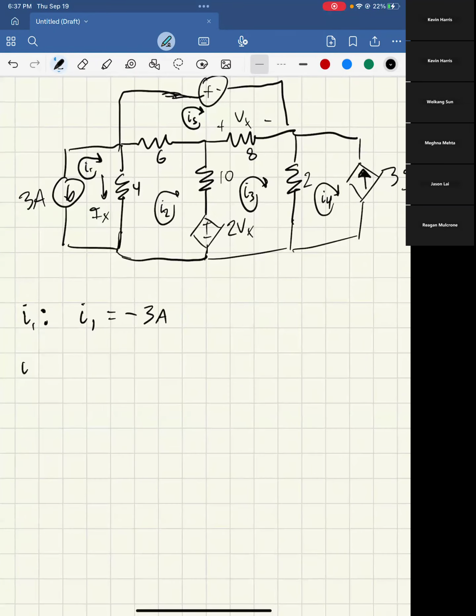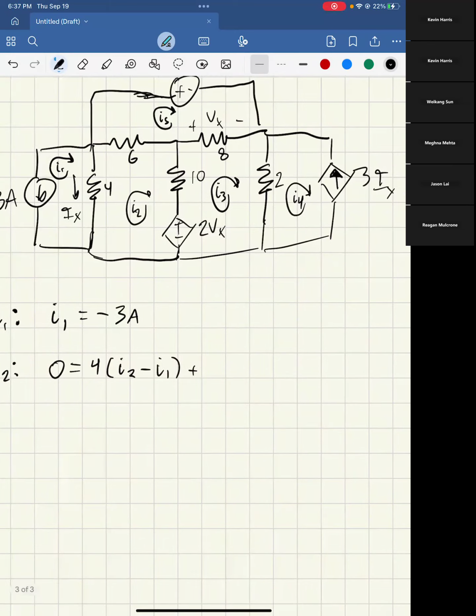For I2, this one is just kind of standard. Looking from the perspective of I2, I'll start with 0 equals. It's going to be the 4 ohms times I2 minus I1. And then for the 6 ohms, it's going to be 6 ohms times I2 minus the other mesh current. You can put the units in here, but it just makes your life a lot harder. Make sure you include units at the end. If you don't do that, you get points off. But while you're doing the math, it's really not that important.